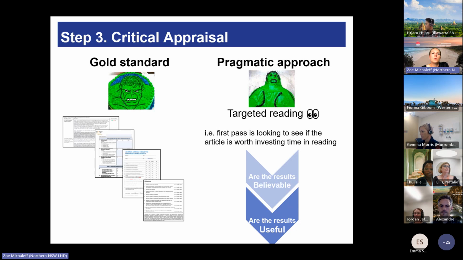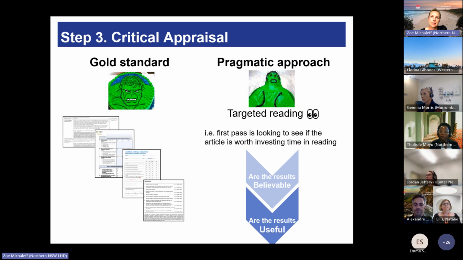And as a busy clinician, we encourage you to take at least a pragmatic approach every time you pick up a research article. And using a pragmatic approach, what we're encouraging you to do is use the skill of targeted reading. So you're not just picking up every research article and reading it cover to cover. Instead, what you're doing the first time you're looking at the article is you're doing a quick skim read, and you're pulling out the elements that will enable you to assess the believability of that article before you read that article in full. And only if you think that the article is believable or valid, do you then go on to have a look at whether the results are useful.